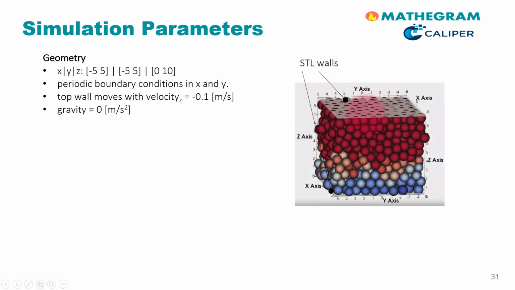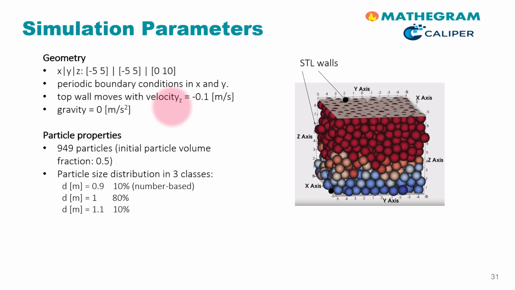The top wall moves here in the Z direction, as it's illustrated here, and in the main compaction cycle has a velocity of minus 0.1 meters per second. During compaction there is no gravity. However, we will use gravity for insertion purposes to quicker dissipate energy, as you will later see in a small animation.